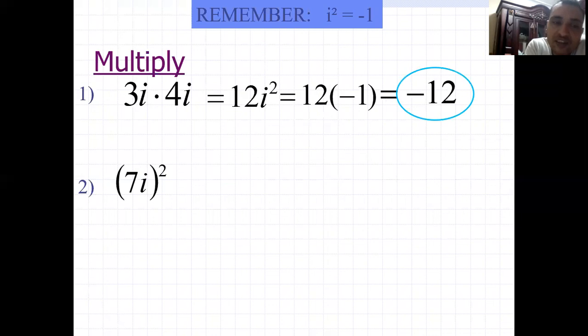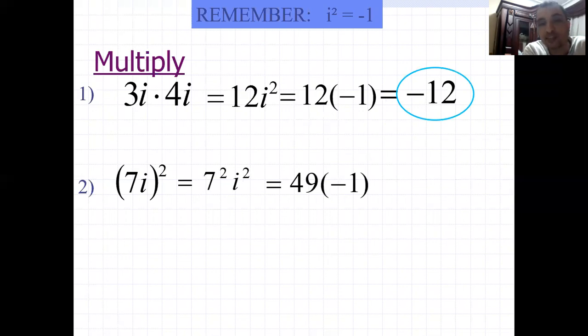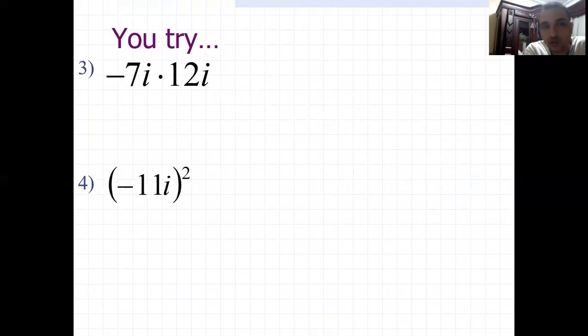Now if I have 7i all squared, it means 7i times itself. It means 7i times 7i. It means 7 squared, or 7 times 7 equals 49, and i squared, which is negative 1. So 49 times negative 1 equals negative 49. Also, you can try this. Now we can check your answer.